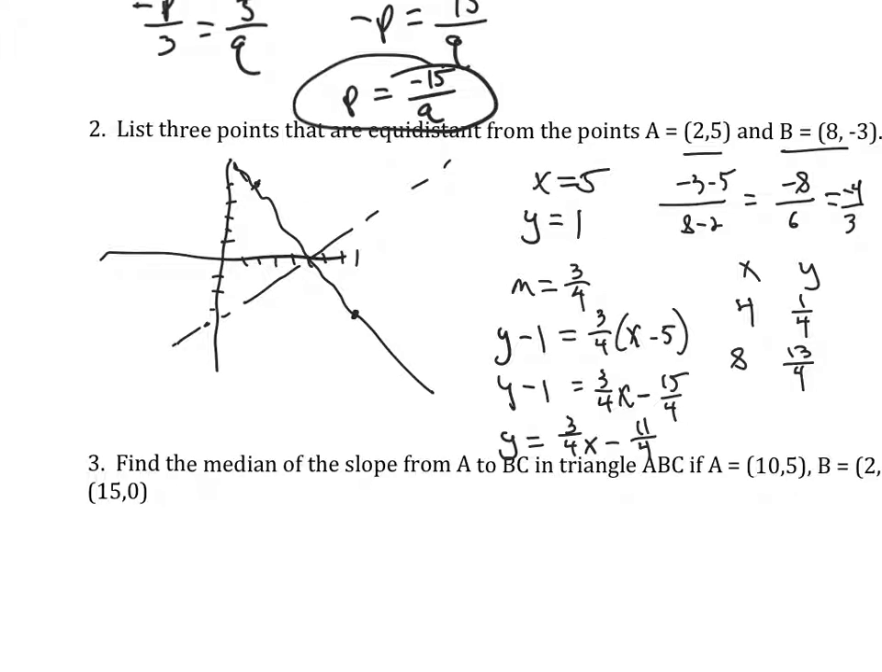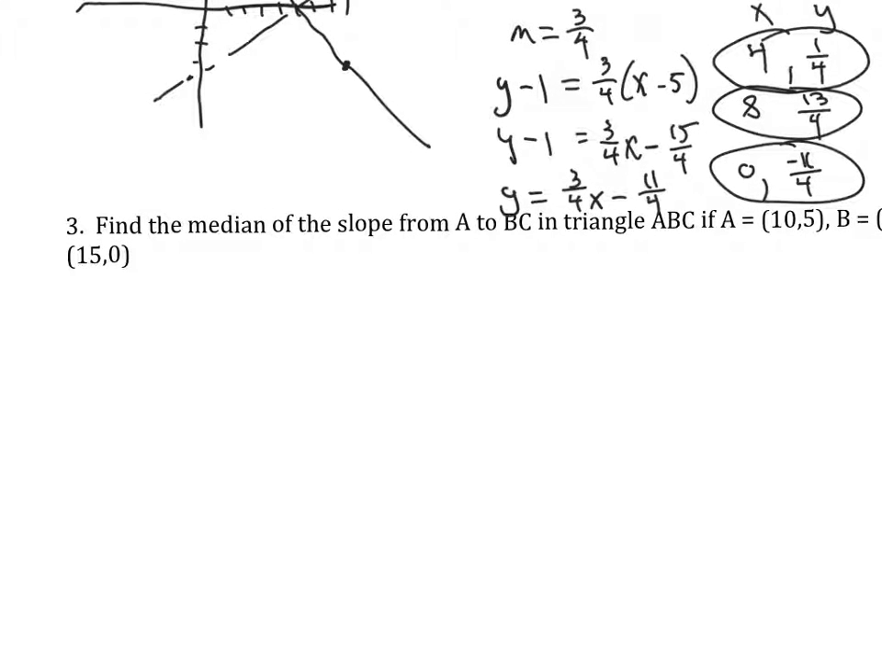And let's say we pick what happens when x is equal to 0. We would just get a y value of -11/4. Okay, so here we have 3 points. As long as they fall on this line, they work for us. Okay, next one.